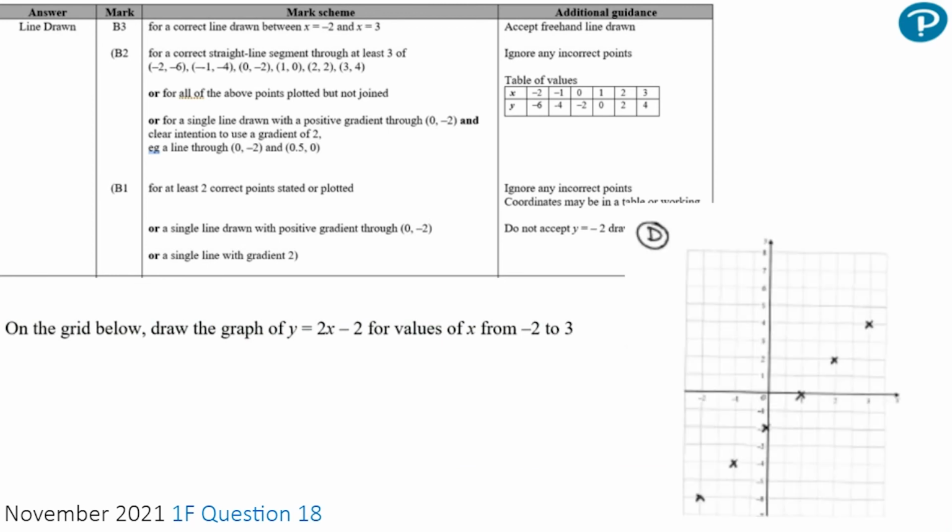And then D, an interesting one, where we have some points that are plotted. We have 1 and 0, 2 and 2, 3 and 4, -1 and -4, -2 and 6. We have our correct points plotted. If they do not join it up, they still get 2 points for giving the correct points.